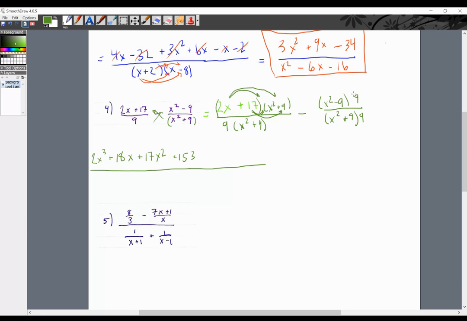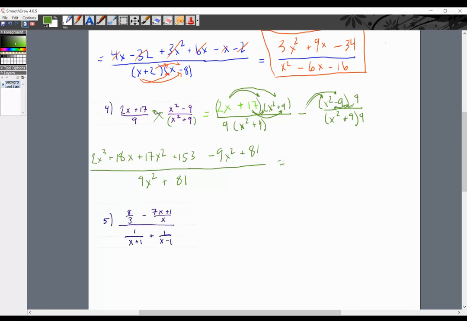Let's distribute the 9 here as well. So 9 times x squared. I have a negative to distribute to both terms, and I have a 9 to distribute to both terms. So minus 9x squared. Okay. Minus a negative, so minus minus makes plus. 9 times 9 makes 81. And let's distribute the bottom while we're at it. 9 times x squared, 9x squared, plus 9 times 9 again, 81.